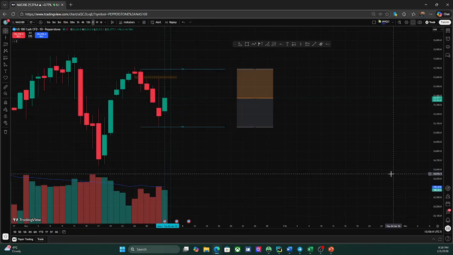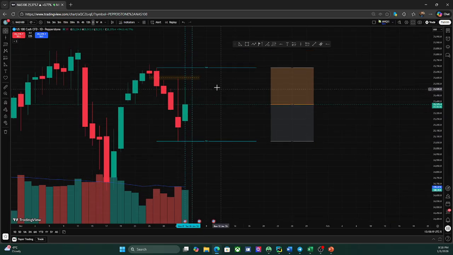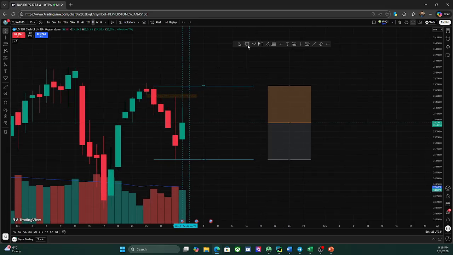In the daily time frame, we saw this inversion fair value gap, and we can see here two gaps.